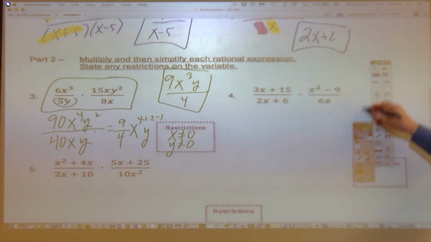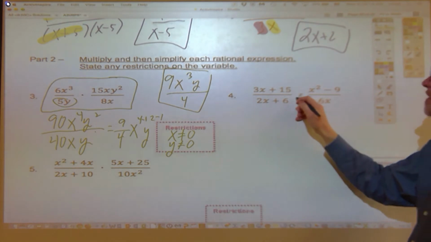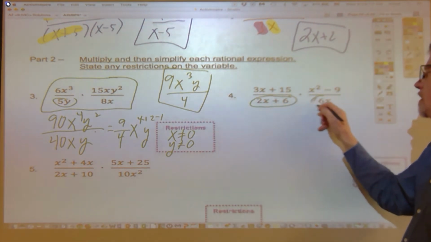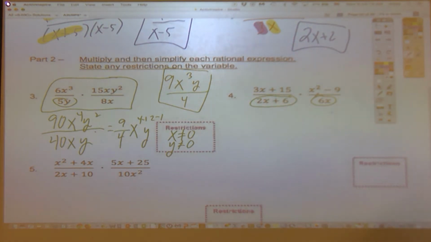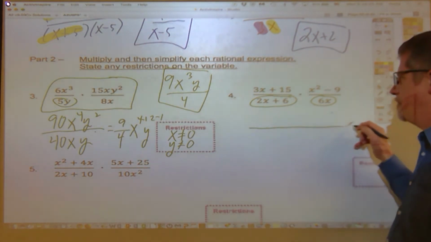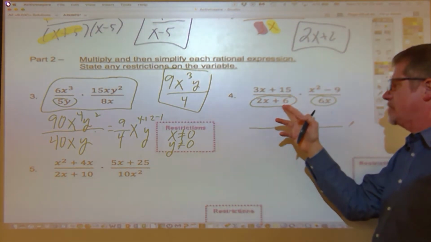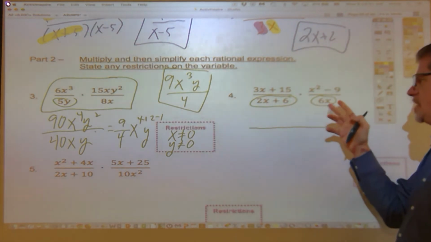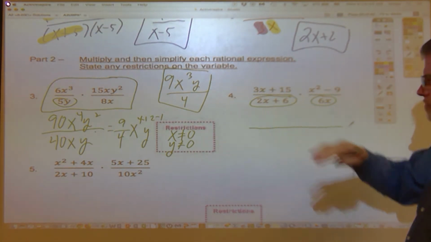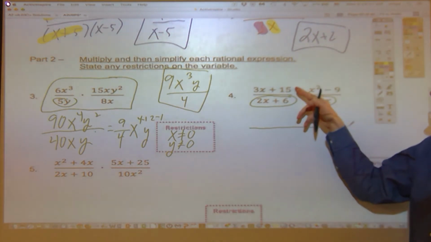All right, so these restrictions seem like they're the most confusing part. And they seem to be revealed the best when both numerator and denominator are in factored form. So we have 3 expressions to factor. This is already factored form, 6 times x, but these are in terms form. So let's factor these. Starting with 3x plus 15.